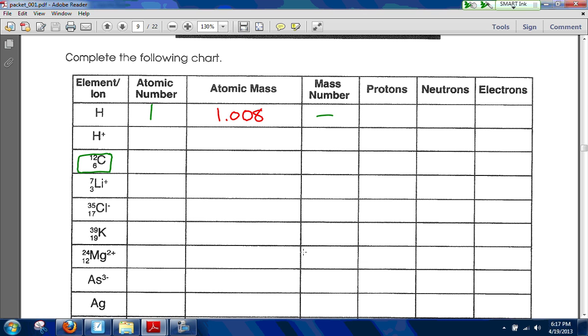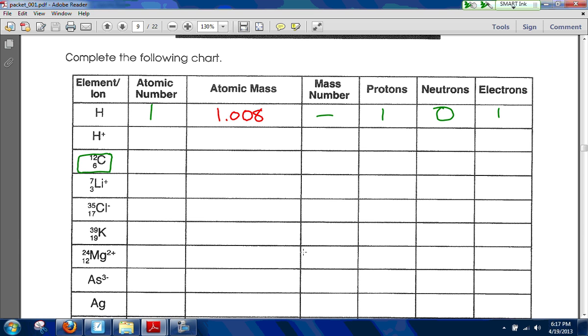Protons, well, it's atomic number 1. That's the same as the number of protons. The mass minus the protons gives you how many neutrons. 1 minus 1 is pretty close to 0, as far as I'm concerned. And the atomic number is the same number of electrons, unless you have an ion. So let's look at what an ion looks like.